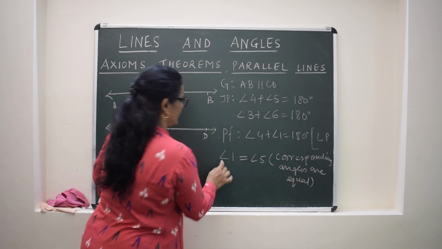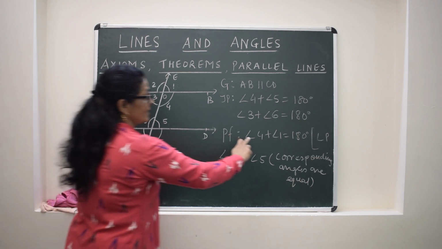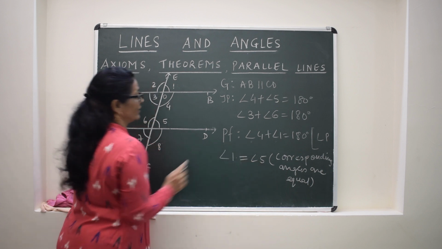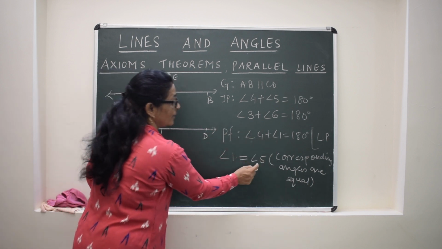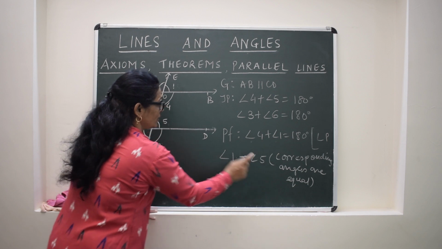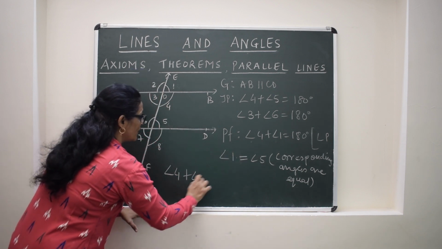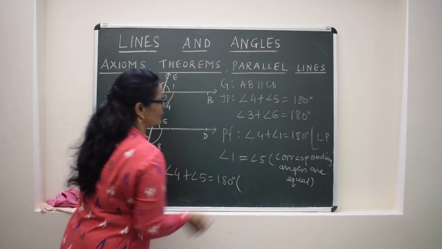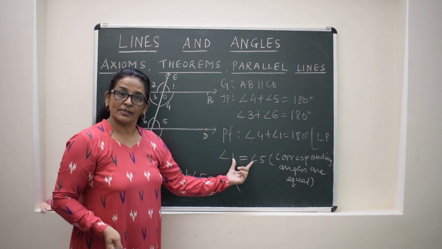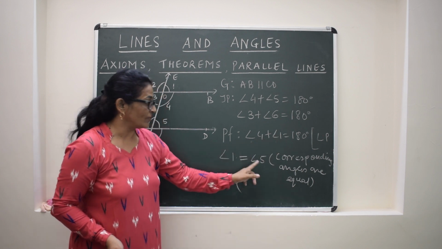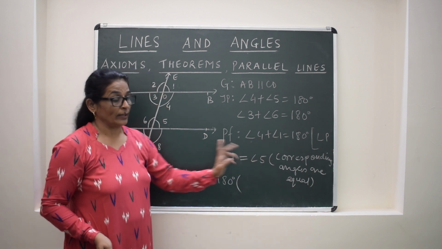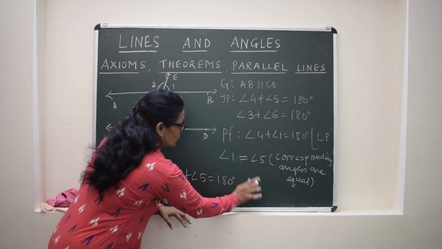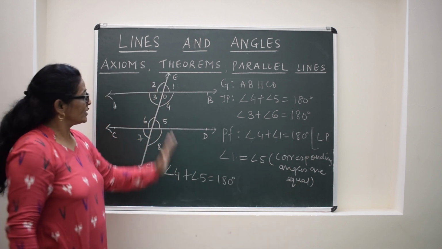Now compare: angle 1 and angle 5 are equal. We are saying angle 4 plus angle 1 is 180, but angle 1 is actually equal to angle 5, so we will replace angle 1 by angle 5. So from 1 and 2, angle 4 plus angle 5 is equal to 180 degrees. We have taken these two steps in which we replaced 1 by 5 because angle 1 is equal to angle 5. So what have we observed? Angle 4 plus angle 5 is equal to 180 degrees. So this is one set.